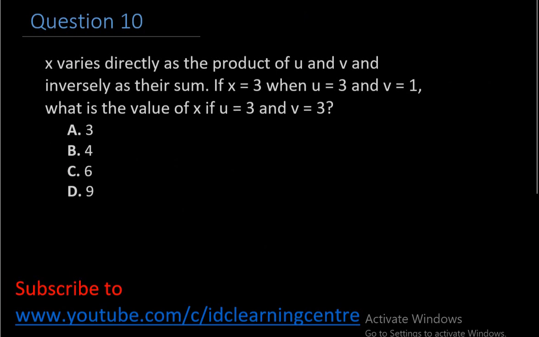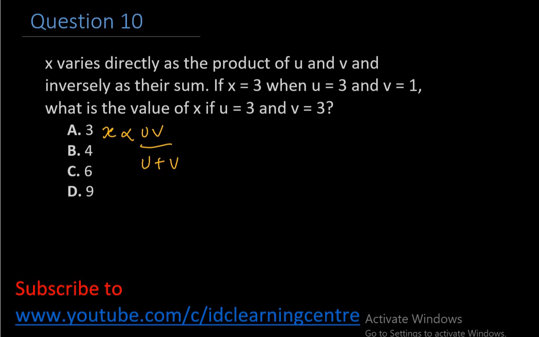Question 10. X varies directly as the product, that's U times V, and inversely as their sum. So inversely, you divide by their sum. If X equals 3 when U is 3 and V is 1, what is the value of X if U is 3 and V is 3?